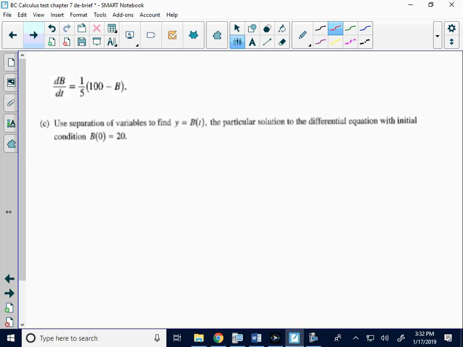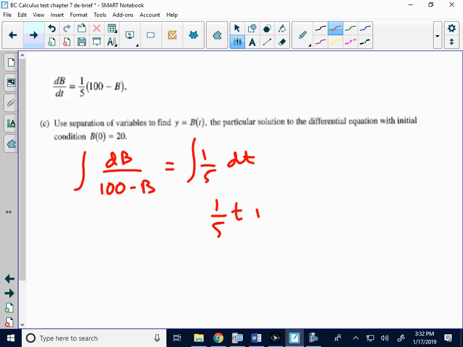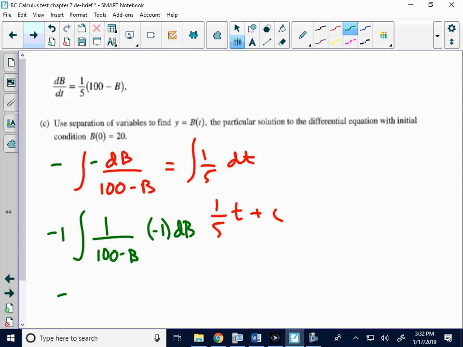This one's a lot more straightforward. Find the particular solution: separate, integrate, figure out what c is. Okay, so separate: db over 100 minus b is equal to 1/5 dt. Integrate, this is 1/5 t plus a constant. This one you would have to throw in a negative and a negative, right? To get, you can think of it now as negative 1 times the integral of 1 over 100 minus b times negative 1 db. So this is a negative log.